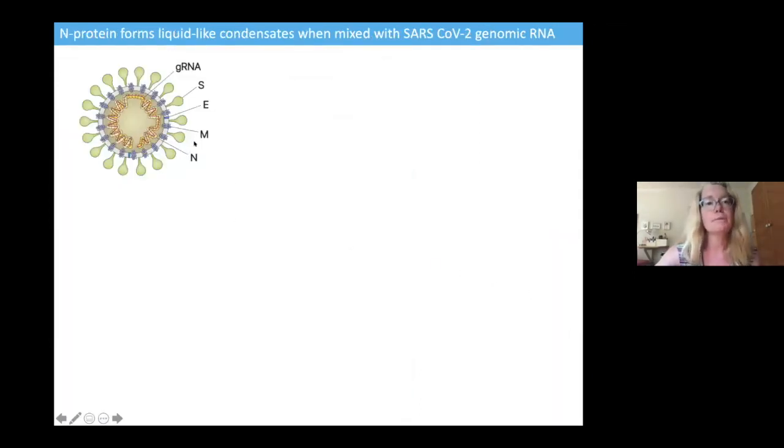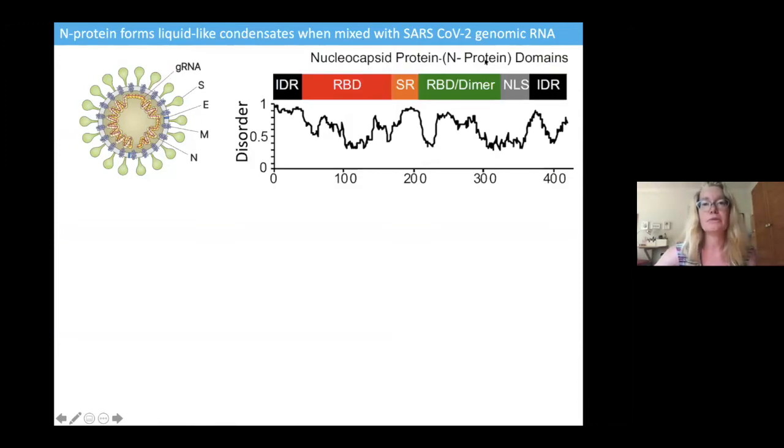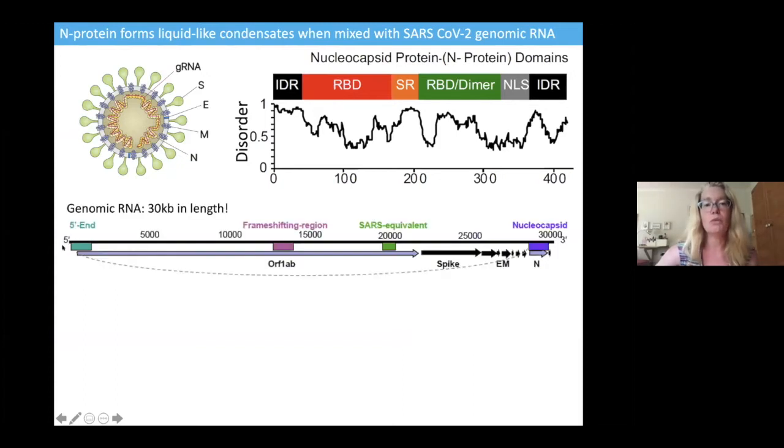So if we begin to look at the nucleocapsid protein, and we look at a computational estimate of disorder in the protein, we can see that there are many regions of the protein that are very high in predicted disorder, in addition to having some more folded structured domains that are presumably known to be RNA binding domains. And if we look at the genome, again, it's this incredibly large genome, 30 kb, that must get packaged.